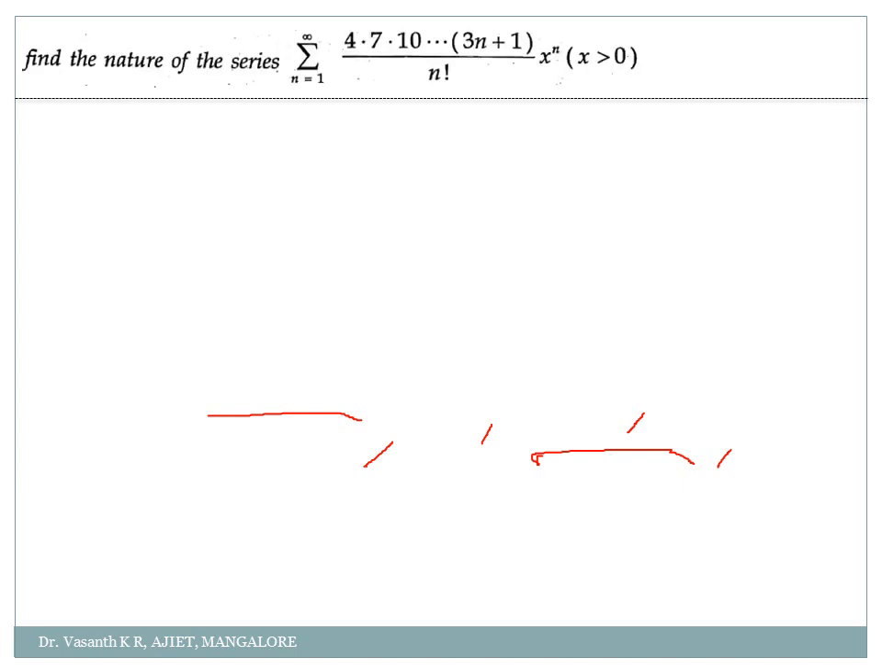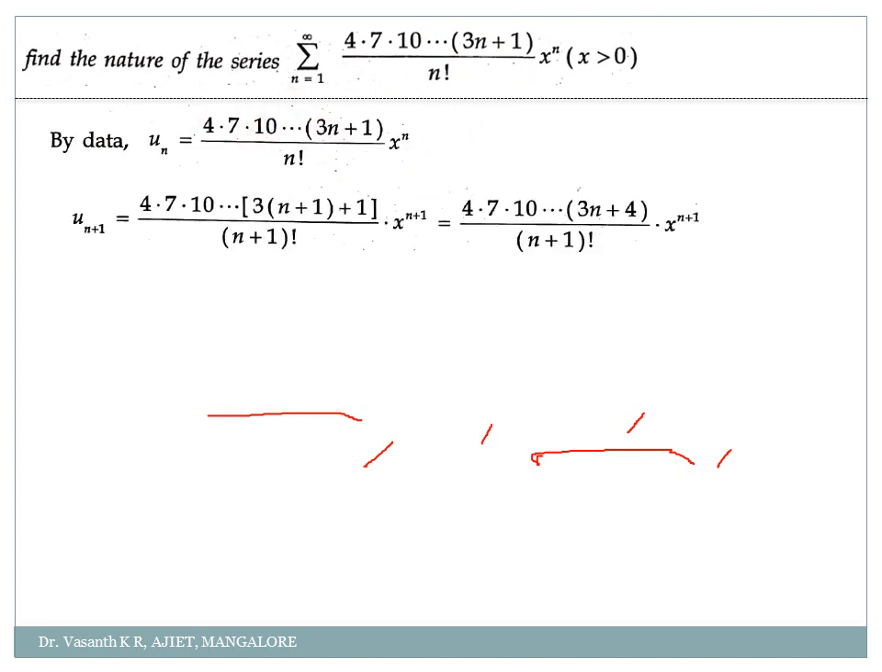Okay. Next problem here. Find the nature of the series. They have given you the nth term directly. We have to find out un and un plus 1. So by data, write down what is un. Write down what is un plus 1. This is the intermediate step.